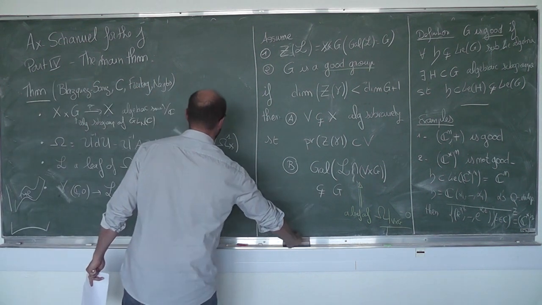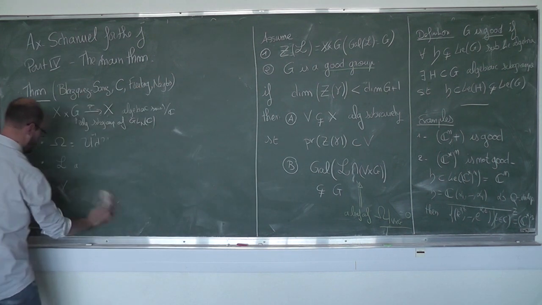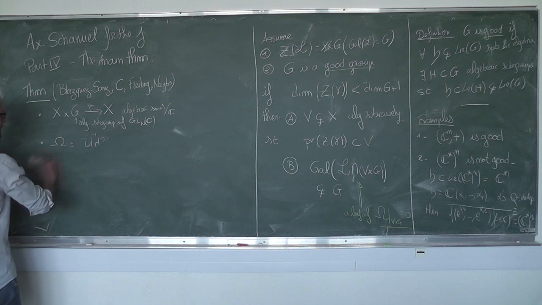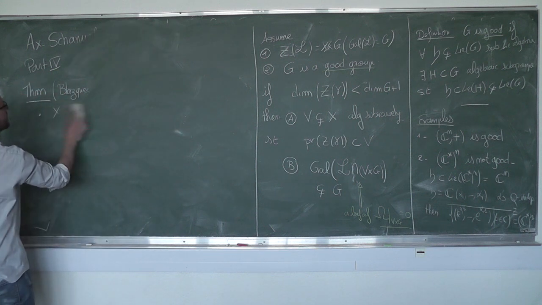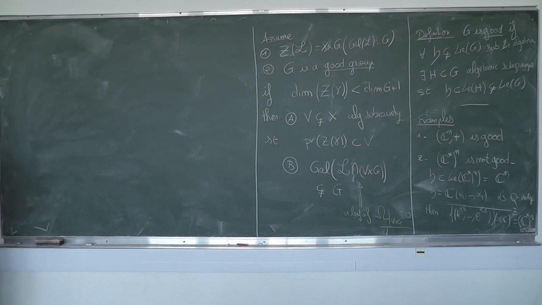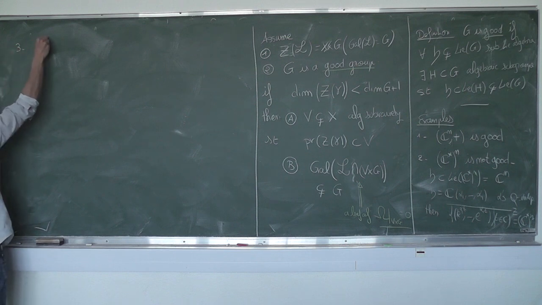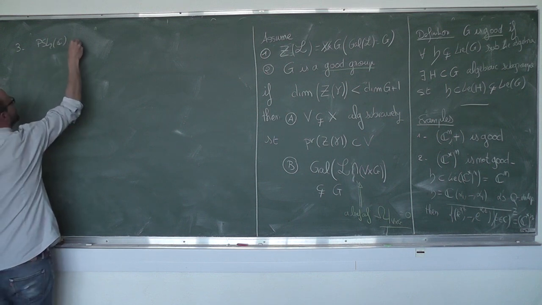Then the example we need are the following. So these are the toy examples, just to be sure that there exist good and there exist not good groups. But then the third example is the SL2 of C. Okay, this is good.